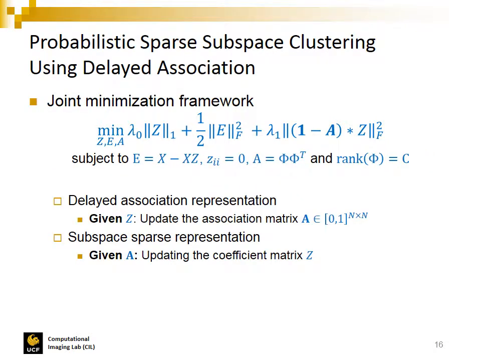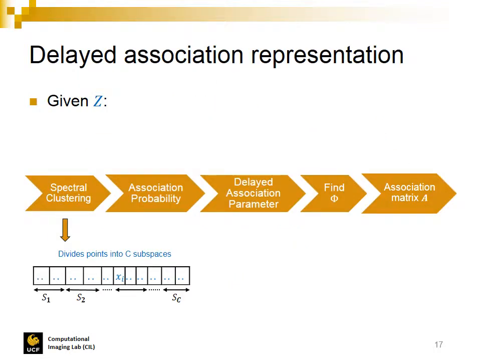Our proposed method jointly searches for a sparse self-representation matrix D and the soft subspace segmentation phi that satisfies rank of phi equal to C. We alternate between finding the association matrix A and coefficient matrix D, which we explain next. Given the similarity matrix, our objective is to find the association matrix A.